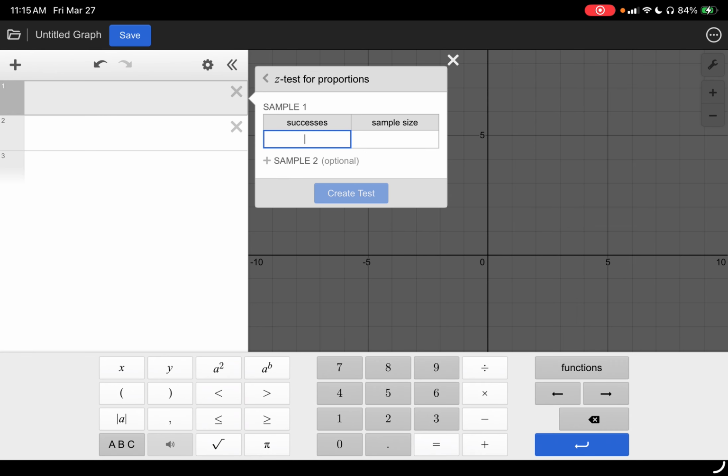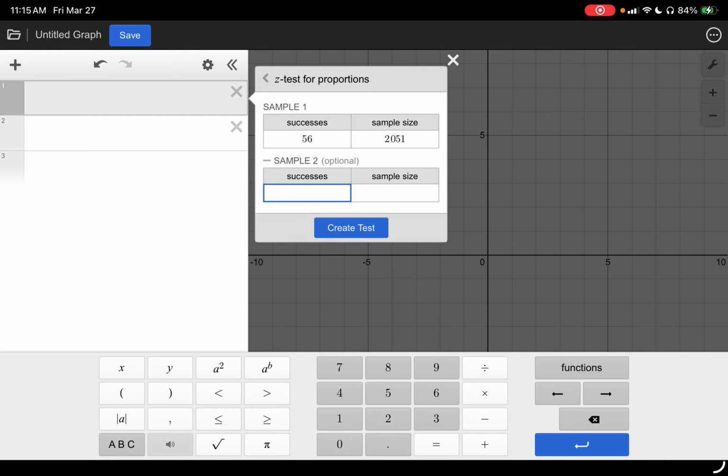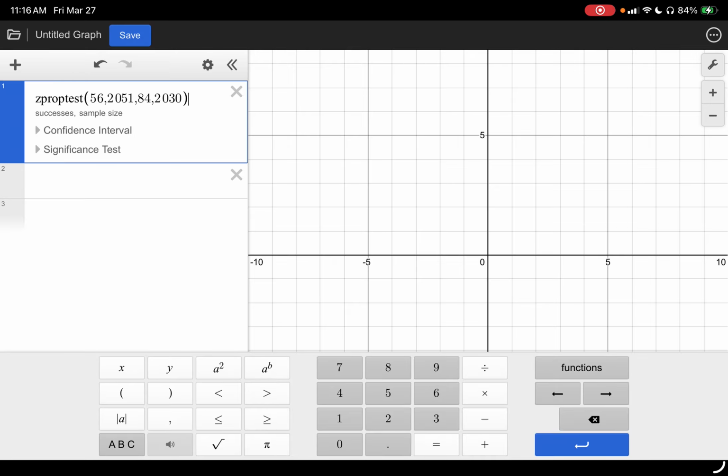So here, z test, we can do difference. 56 is the first success over 2051. And then we just simply do sample 2, and 84 over 2030. Now make sure sample 1, sample 2, P1, P2, you got to put them in the correct order, right?